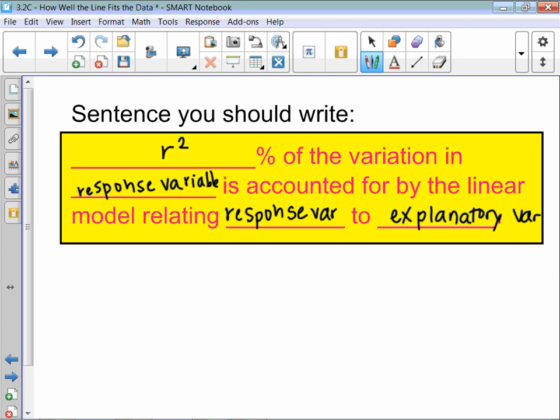So if we're doing the truck problem, we would say 66%, because 1 minus that 33%, 66% of the variation in, what was our y variable, you guys? Price of the truck, right? Is accounted for by the linear model relating the price of the truck to the mileage of the truck. This is one of those sentences you kind of just have to memorize, and it's not as intuitive probably as some of the other ones. So hopefully you guys wrote that down.